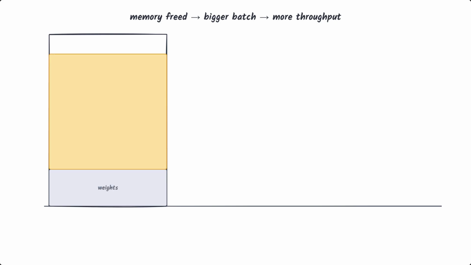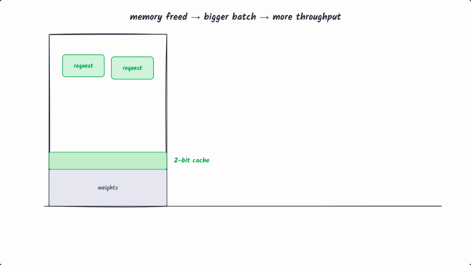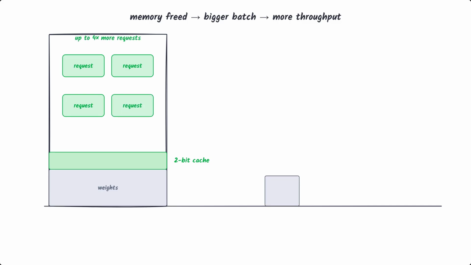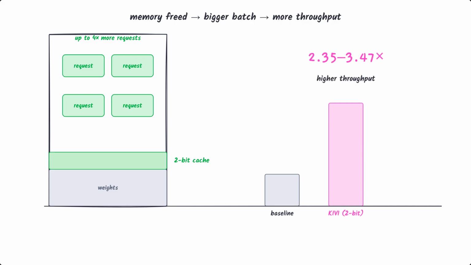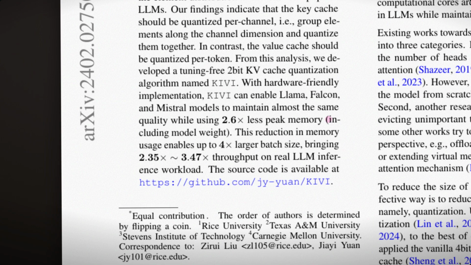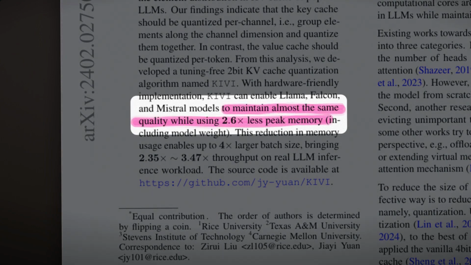And memory converts directly into speed through batch size. The reason serving is memory-bound is that the KV cache eats all your GPU memory, leaving no room to process more requests at once. Free up that memory, and you can pack in up to 4 times as many requests per batch. More requests sharing the same expensive weight loading means far better hardware utilization, and the measured result is 2.3 to 3.5 times higher throughput on real inference workloads. You're serving 3 times the traffic on the very same GPU. That's the payoff. The headline numbers, straight from the abstract.